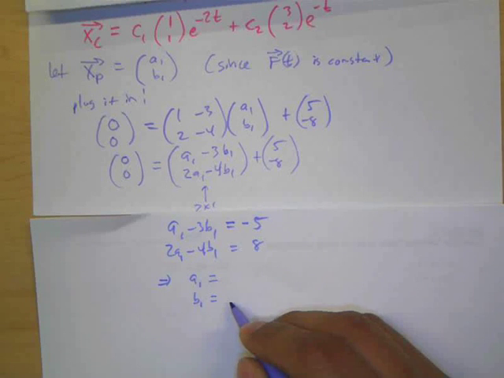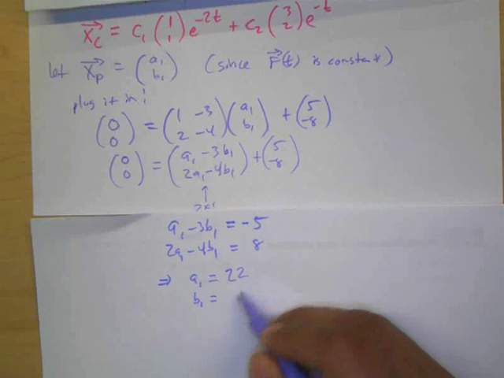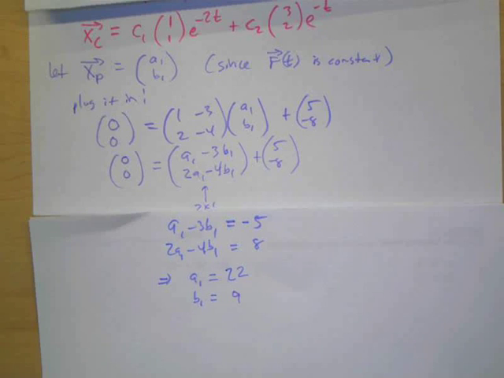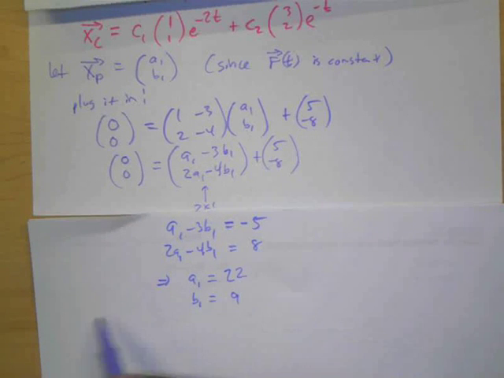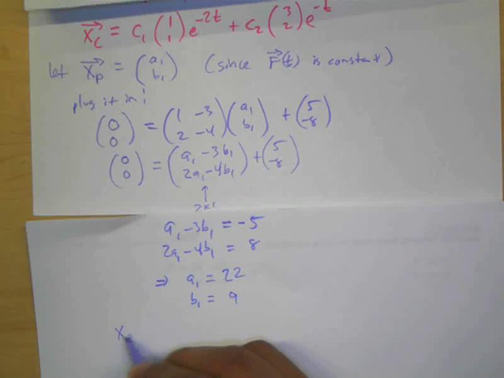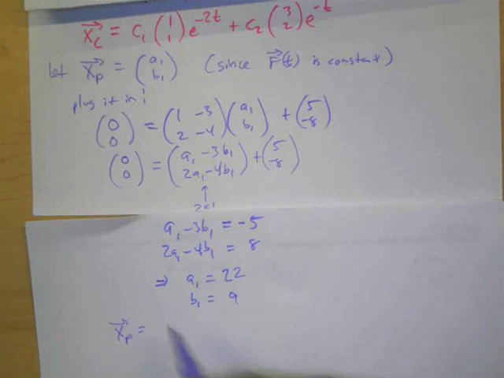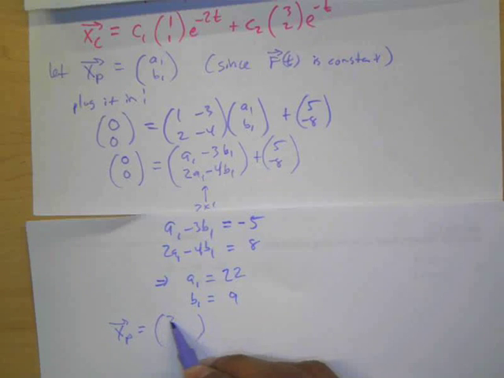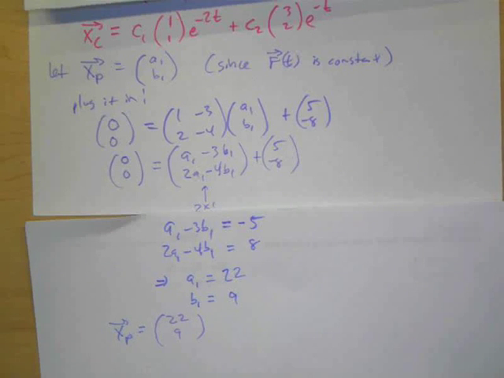B1 equals 9. A1 equals 22, and B1 equals 9. Okay? So then this means that our particular solution is just this little constant matrix, 22, 9.